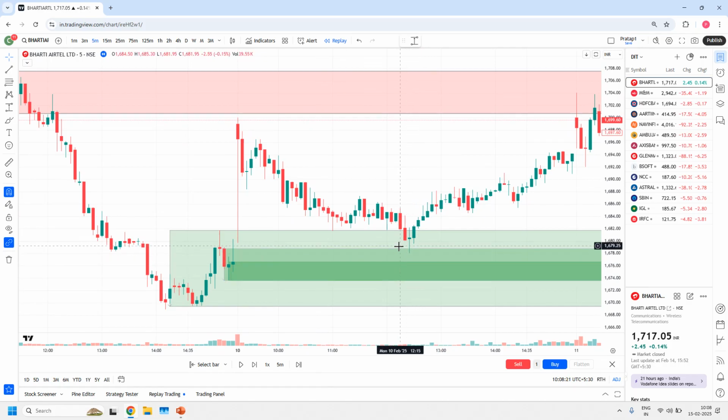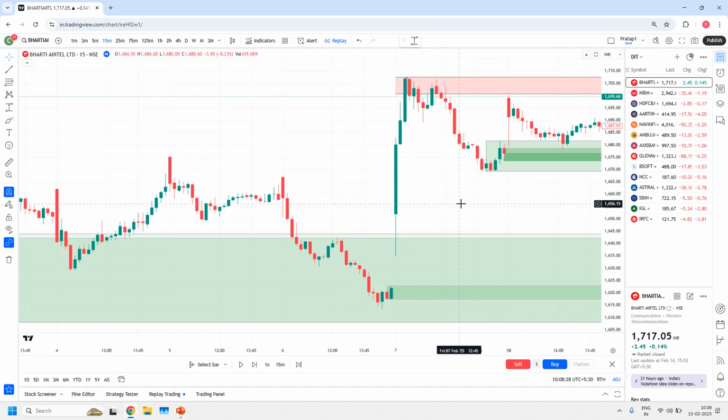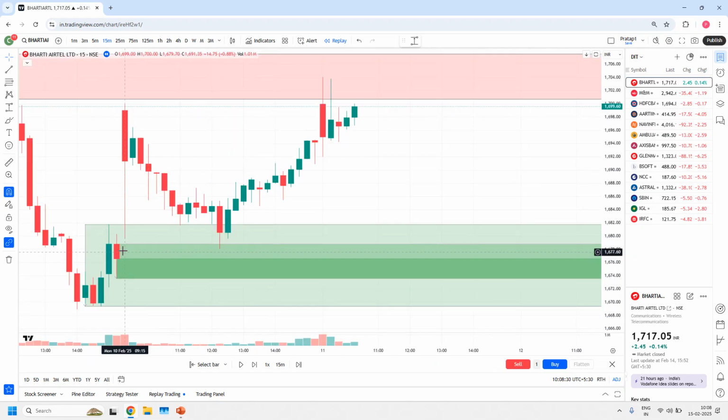Mostly from the type 2 proximal of the zone, prices will reach and then start moving up. That's why I have drawn the 15-minute zone up to type 2 proximal. But the 5-minute zone, why have we drawn it? To confirm this zone has an institutional order flow.